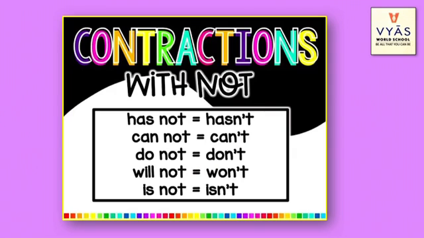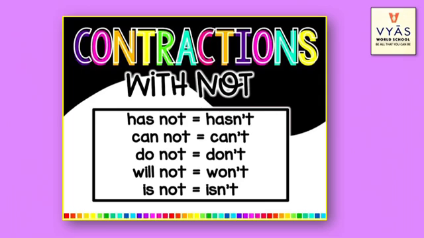Now children, we are going to learn about the contractions with the word not. Whenever there is the word not, in this case we are going to miss the letter o, and in place of o we'll put an apostrophe. Look at the examples given on your screen. The first one is has not. So here we will miss the letter o, and in place of the missed letter we will put an apostrophe. So has not will be read as hasn't.